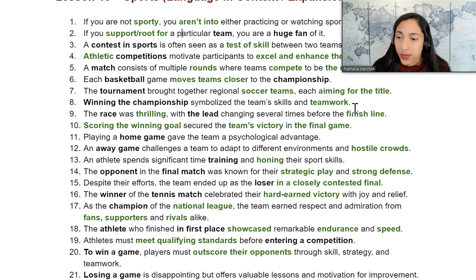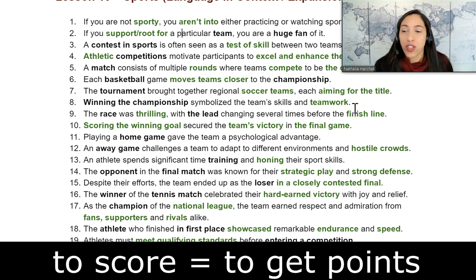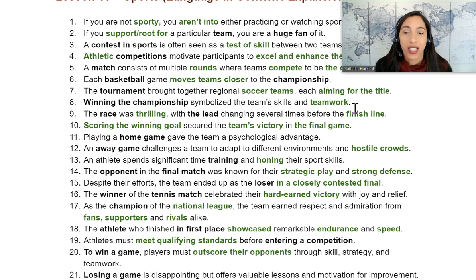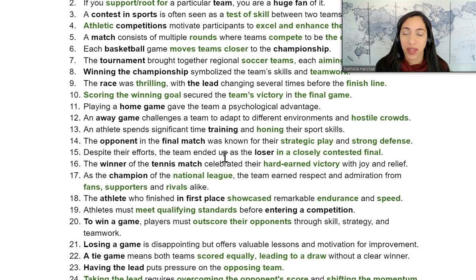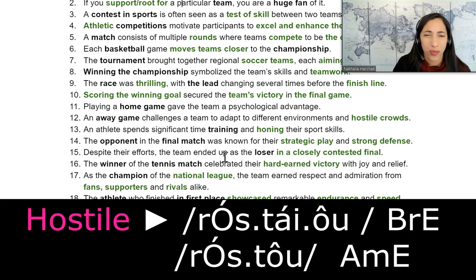Okay, scoring the winning goal. So when you get that last point, to score means to have a point. Scoring the winning goal secured the team's victory in the final game. Okay, playing a home game gave the team a psychological advantage. An away game challenges a team to adapt to different environments and hostile crowds. So people who are not very nice.